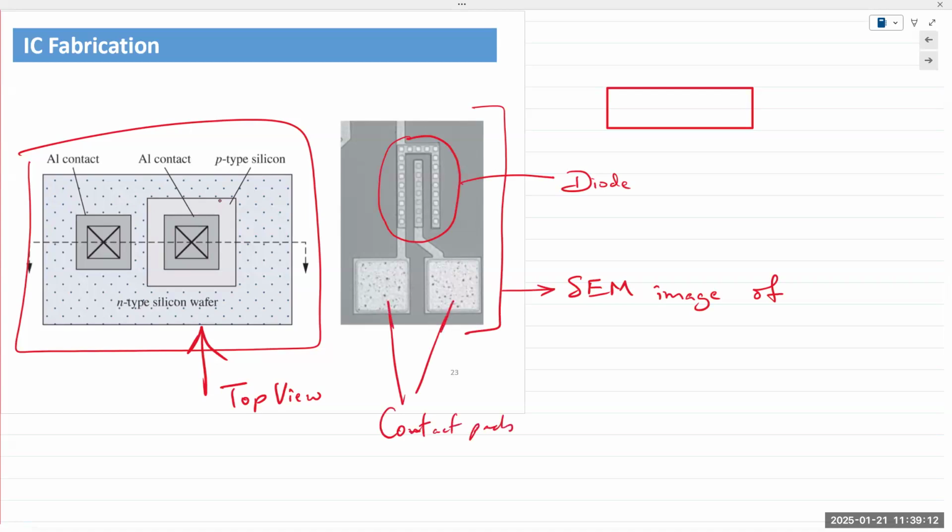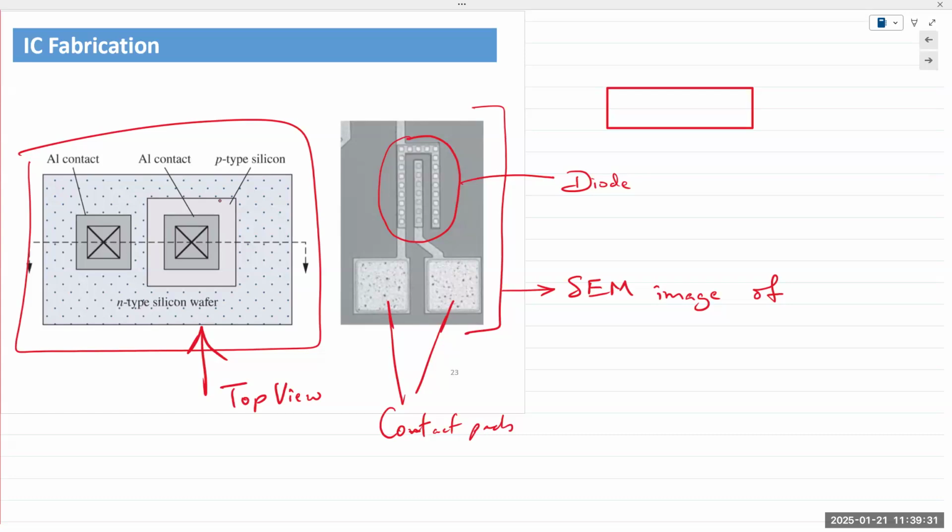The contact pads are used to actually make connection to the micro and the macro world, to the world outside, basically. That's why contact pads are the biggest in size. The actual devices are very, very small, but the contact pads are typically big. But anyway, we are building this from the top down.